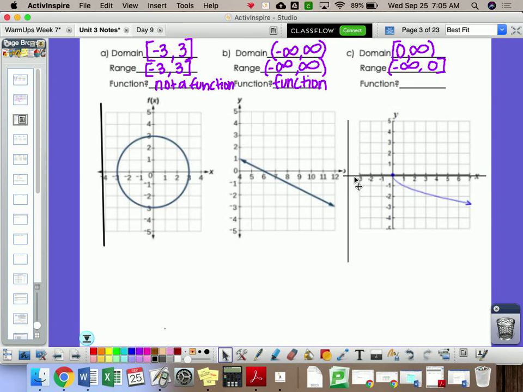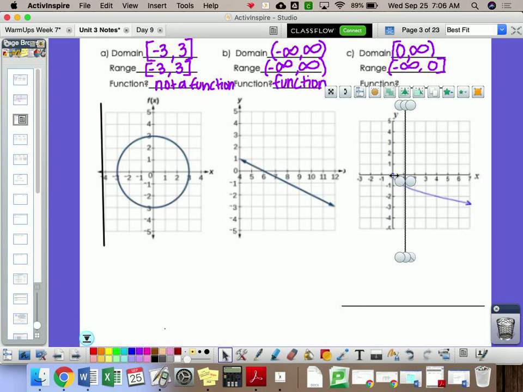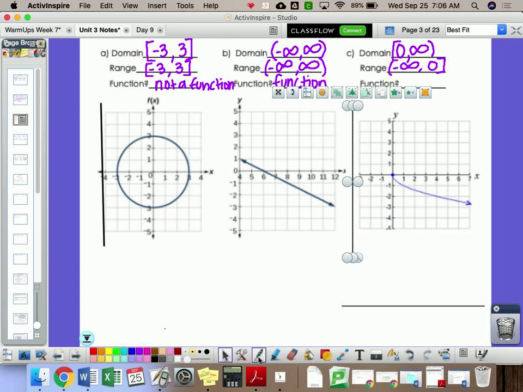Okay, let's also look at: is this a function or not? So I'm looking to see if it's touching in two spaces at any time. And as I drag this across, I only see my graph hitting in one spot no matter where I am. It's not crossing in two places. So that would mean that this is a function.